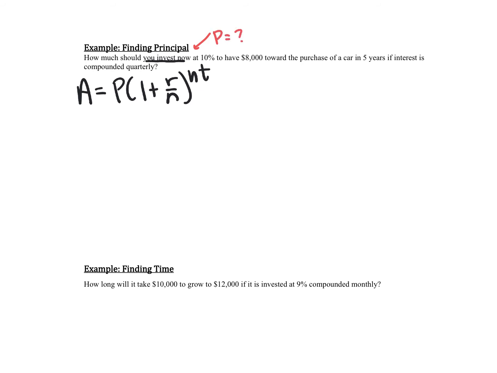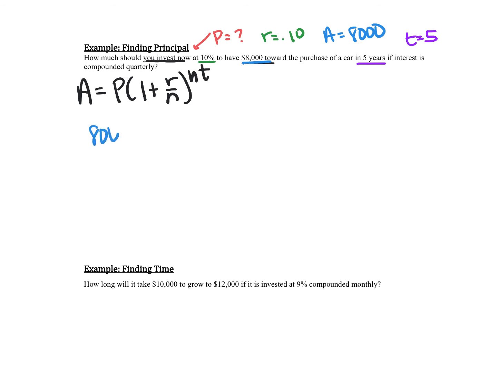And they're telling me that my interest rate is 10%. And I want to have $8,000 at the end, so basically as a down payment. So I want that ending balance to be 8,000. And it needs to be done in 5 years, so my T is 5. So what we're going to do is plug in what we know, and we're going to solve for that P.